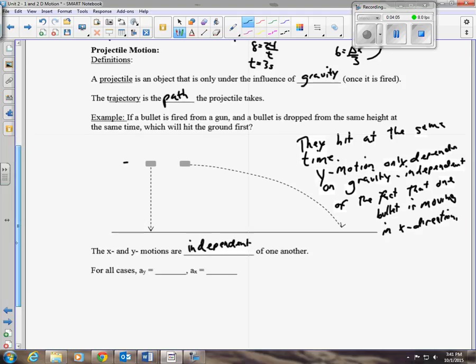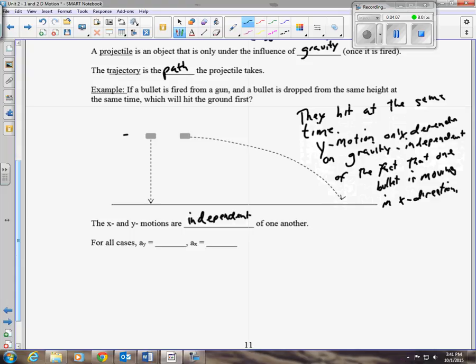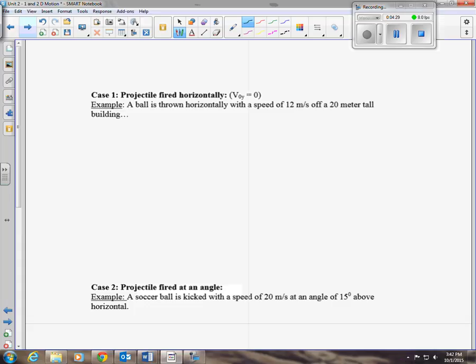And for all cases that we do this, the y acceleration is going to be gravity, minus 9.8. We're going to use minus 10 for that. And gravity does not pull in the x direction at all. So as long as we ignore air friction, there's nothing pushing or pulling it in a horizontal direction. So we can say that its acceleration is 0. And here are a couple of examples. One is going to be what we call a case 1 problem, where the thing is fired horizontally.